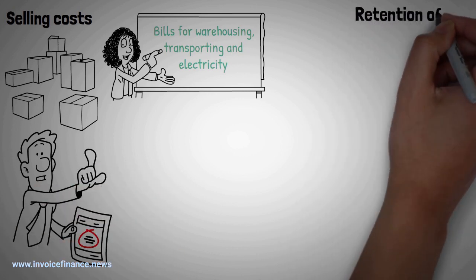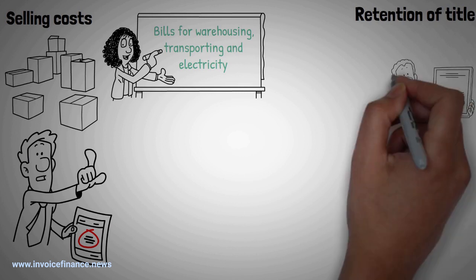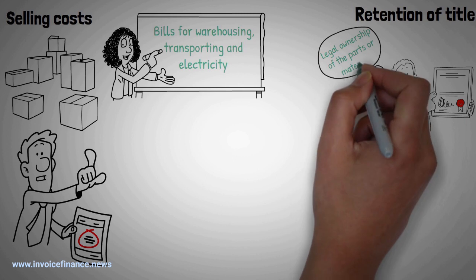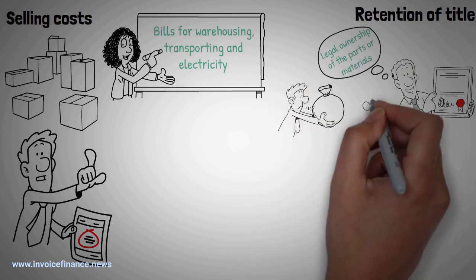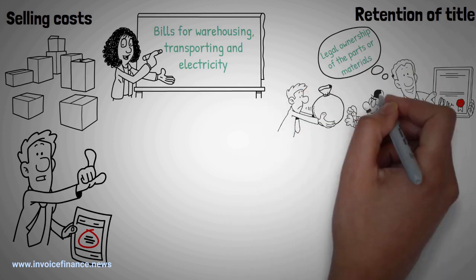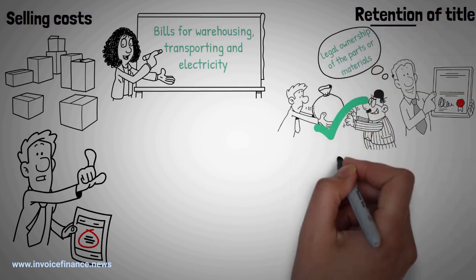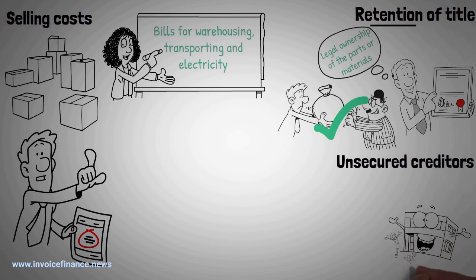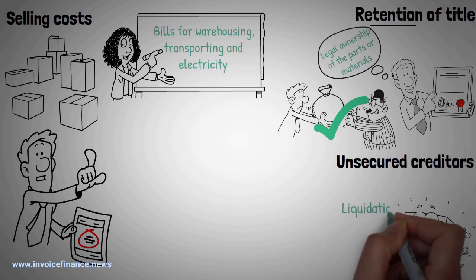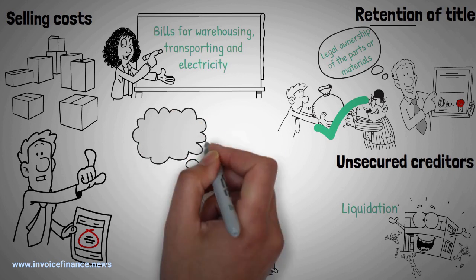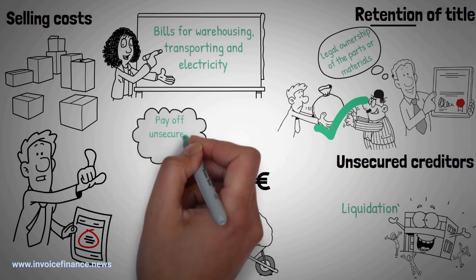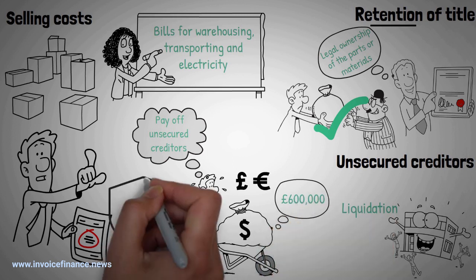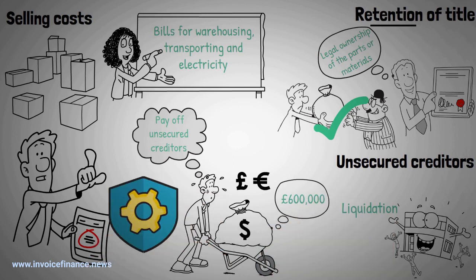7. Retention of title. This refers to a situation where the supplier maintains legal ownership of the parts or materials it has supplied until its client has made a sale and paid off its supplier. This type of stock is subject to retention. 8. Unsecured creditors. In the UK, if a company goes into liquidation, then the administrators will have to set aside stock that can be used to pay off unsecured creditors. This can be up to £600,000.